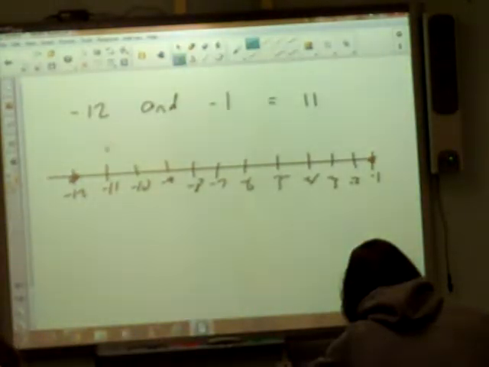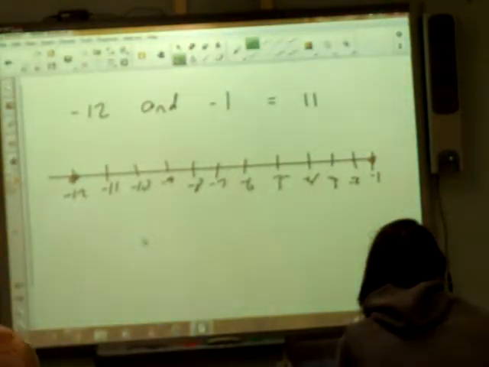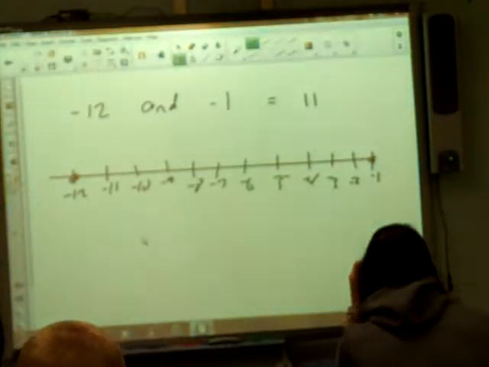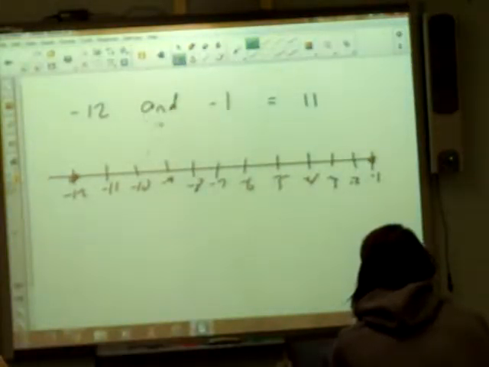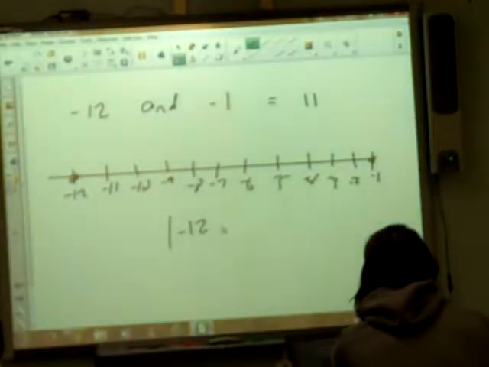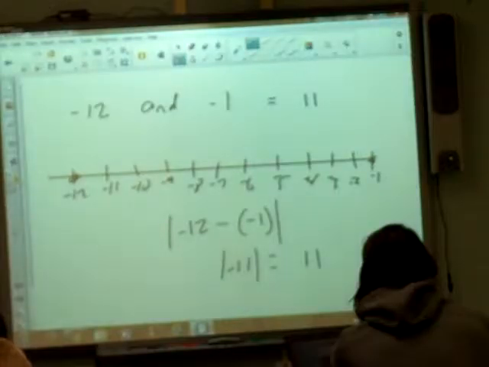Good, it's subtraction. So to find the distance, and since distance is always positive, what mathematical thing does that bring about? It's got bars all around it. Absolute value, very good. So that's going to be the same as the absolute value of negative 12 minus negative 1. Subtraction of both of them. What's negative 12 minus negative 1? Negative 11, and then what's the absolute value? 11. Bam.